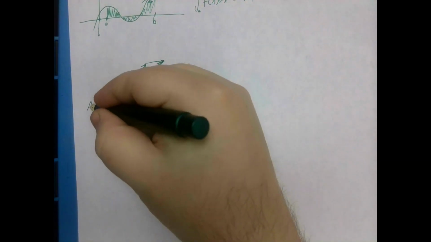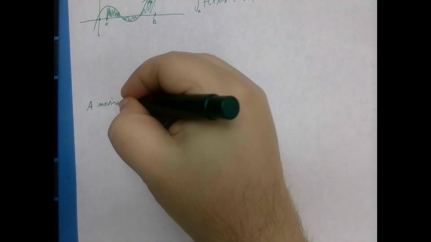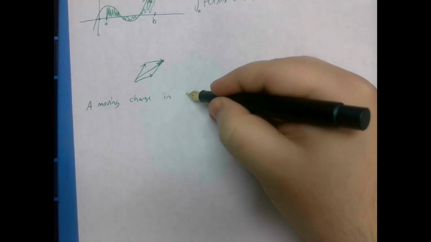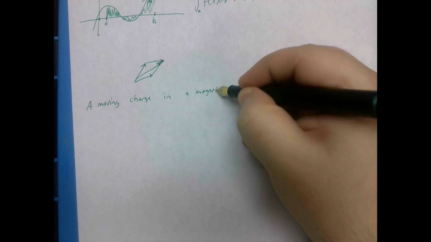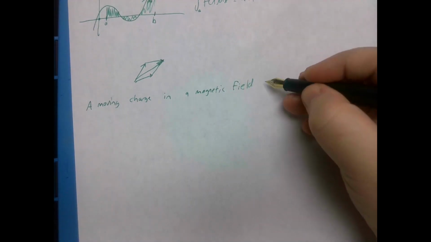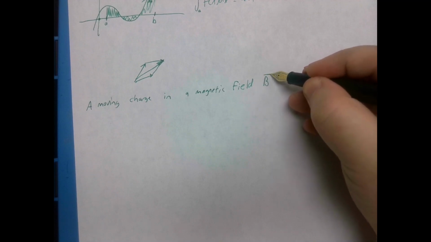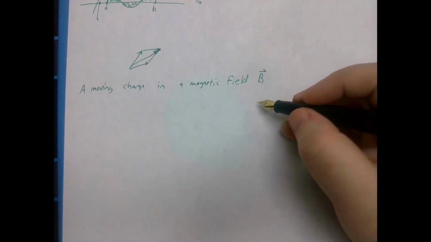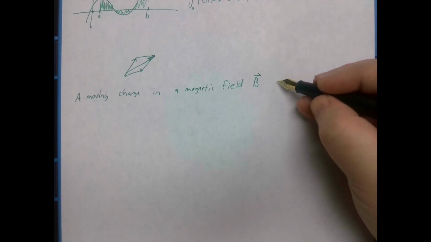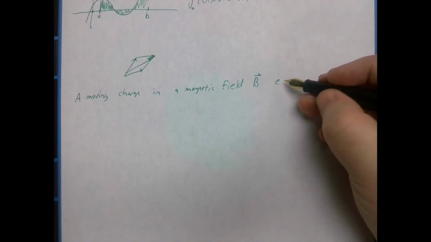So, a moving charge in a magnetic field, and we represent it with the capital letter B, is a vector field, experiences a force.